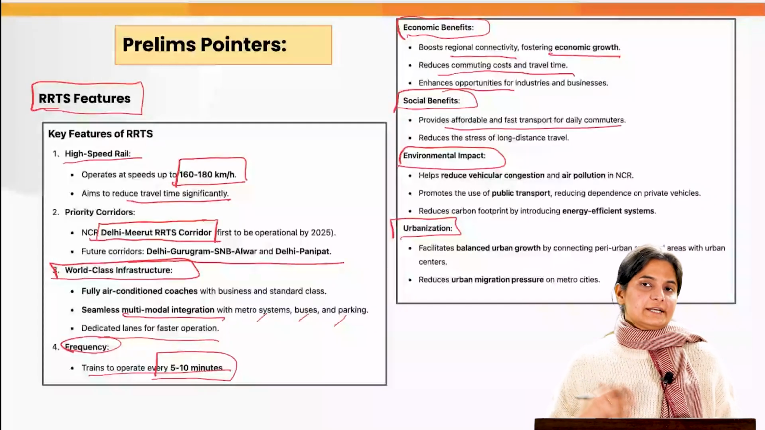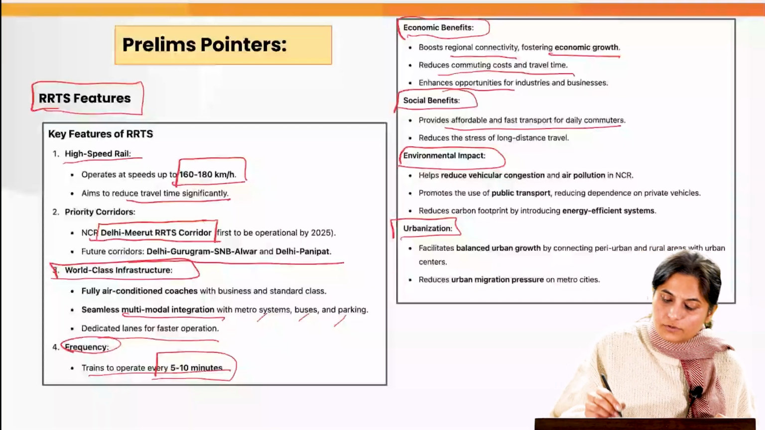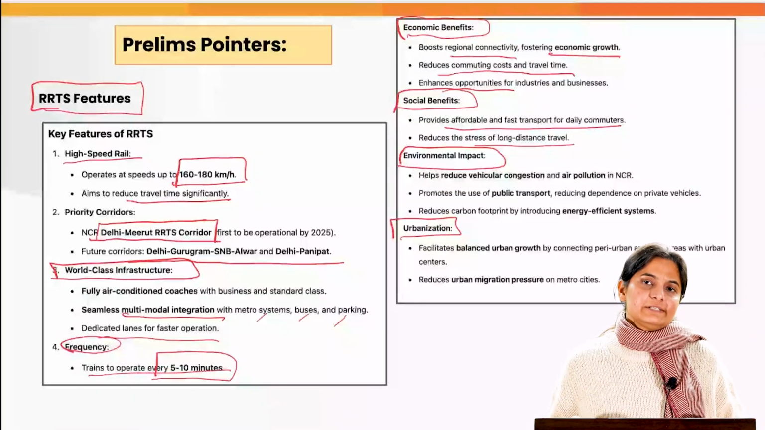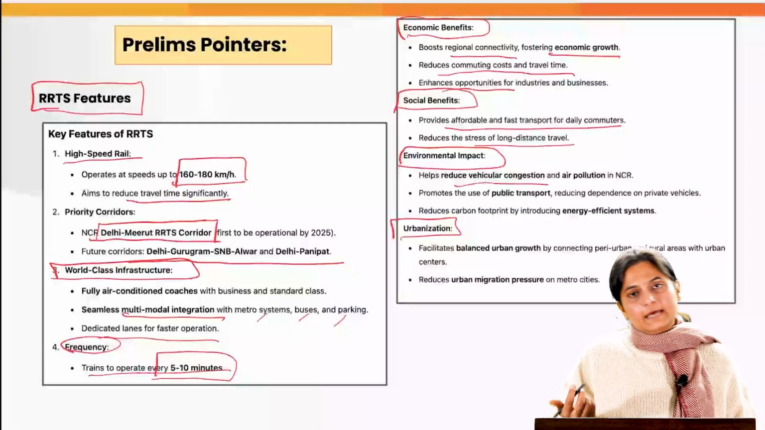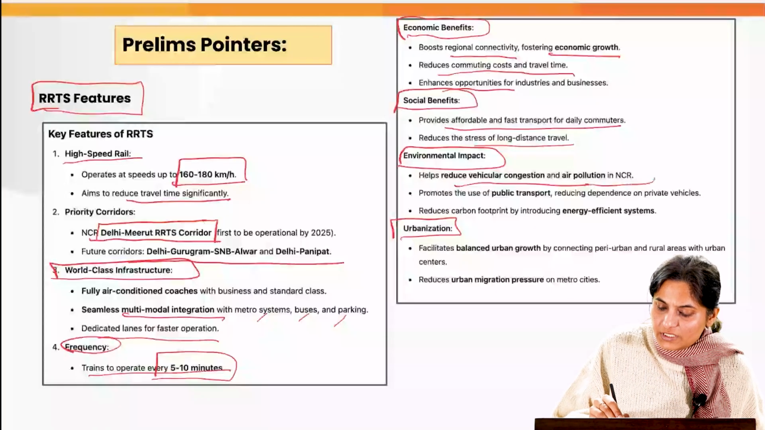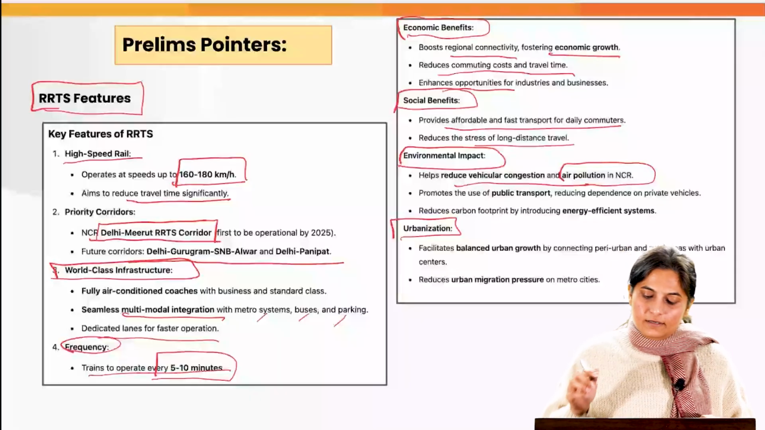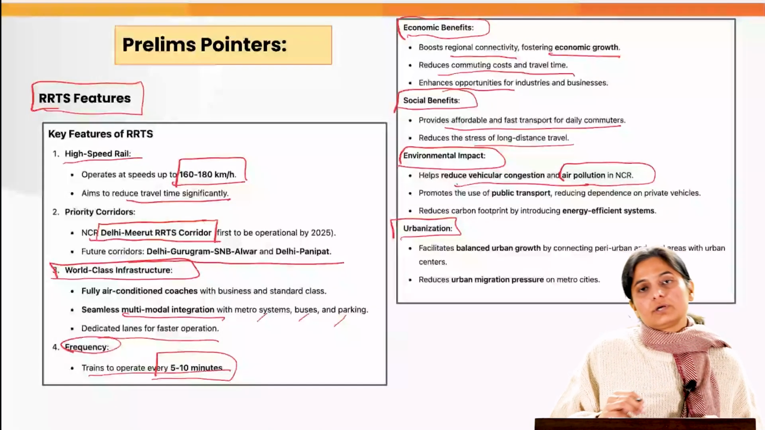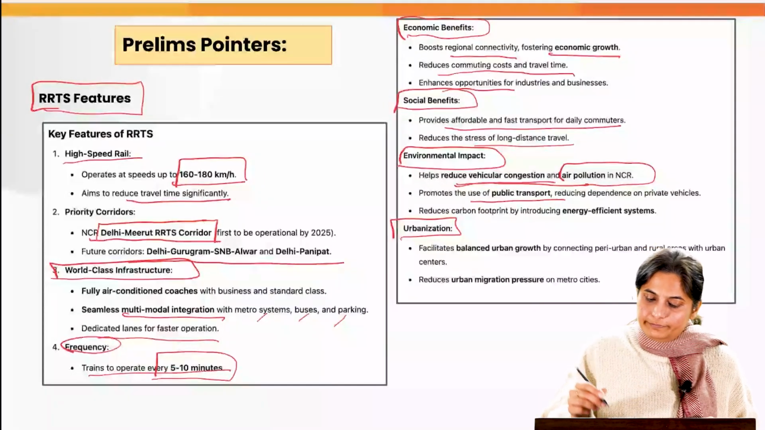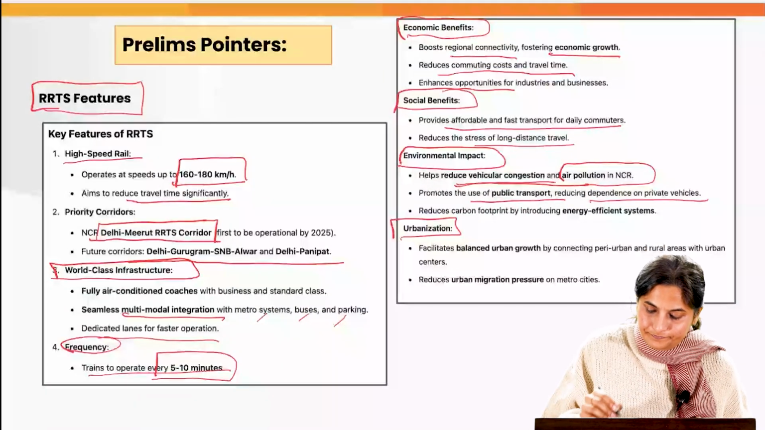Then social benefits: it becomes connectivity, the reduced time, and it becomes affordable also. And it solves the concern of long-distance travel. Environmental effect: again, reduced carbon emissions. It will reduce the air pollution in NCR, which is a constant issue every winter in Delhi NCR. It will reduce vehicular congestion also. It will increase the use of public transport and reduce dependency on private vehicles. That would reduce the traffic aspect also.